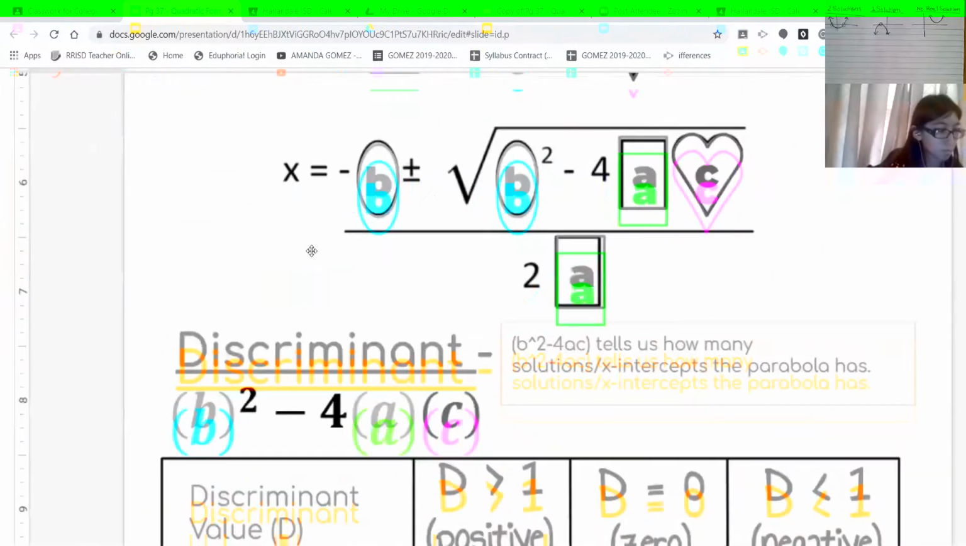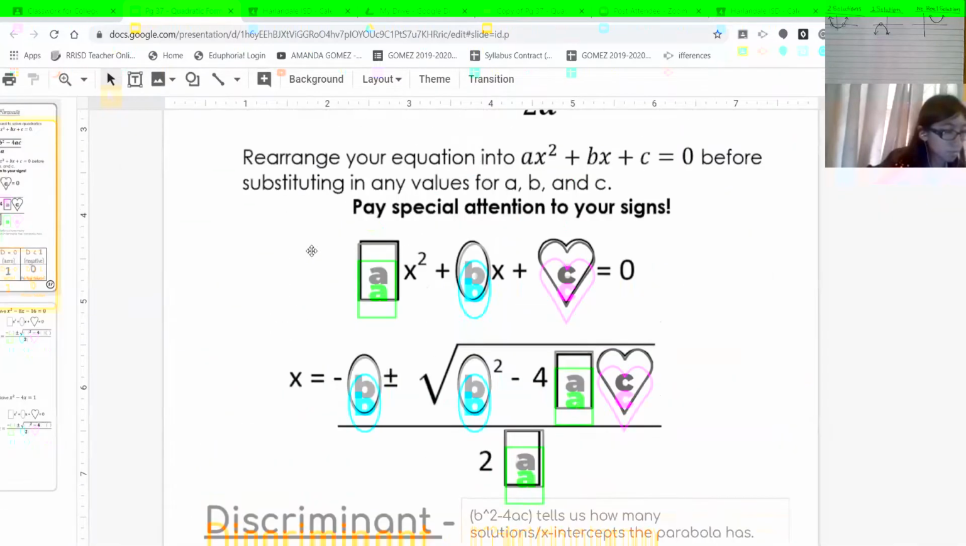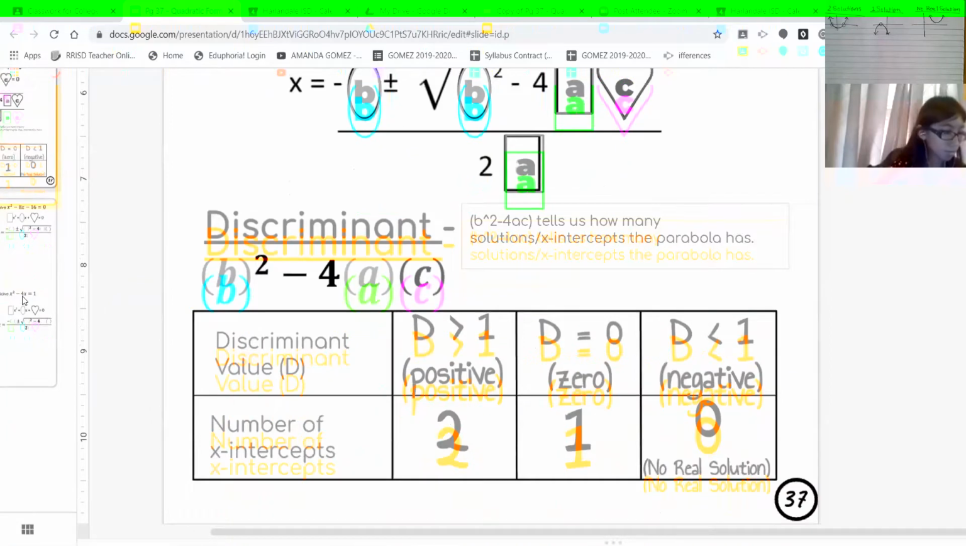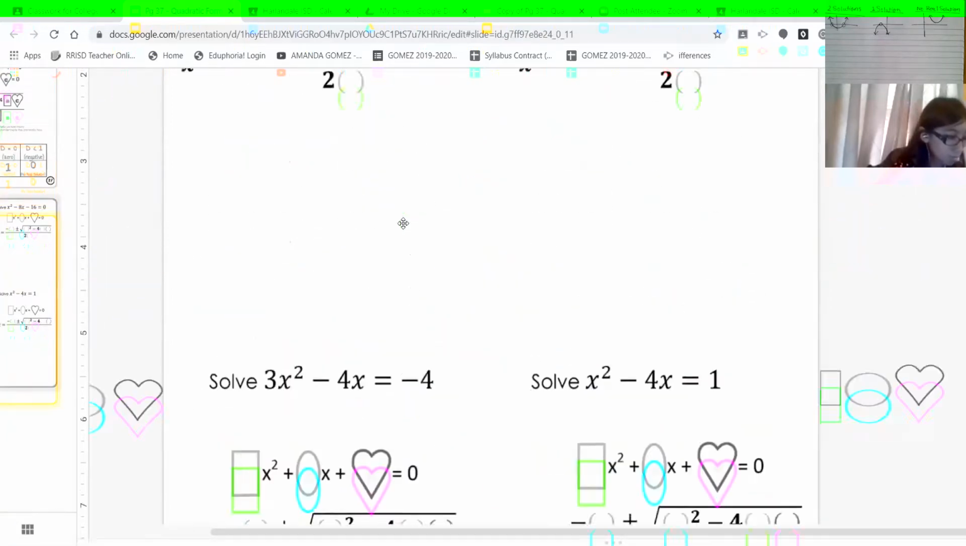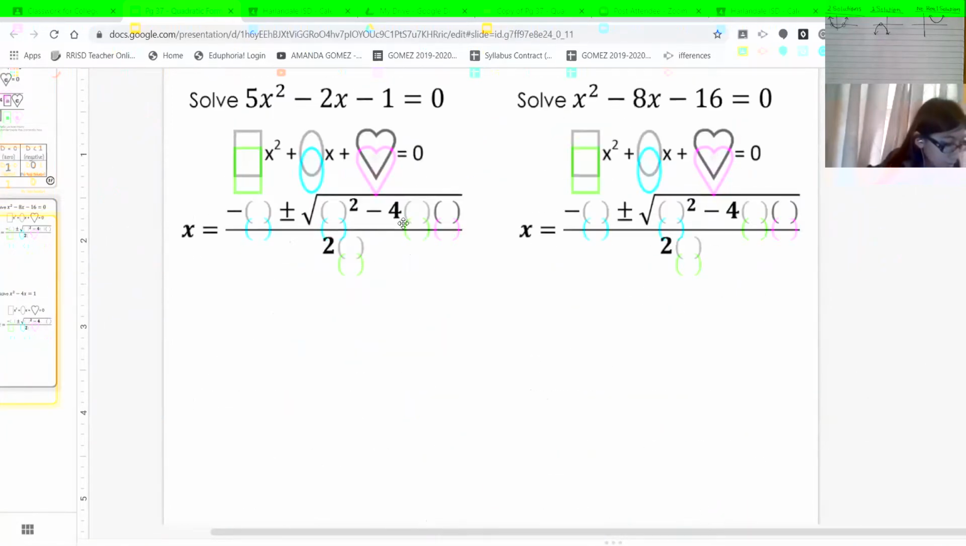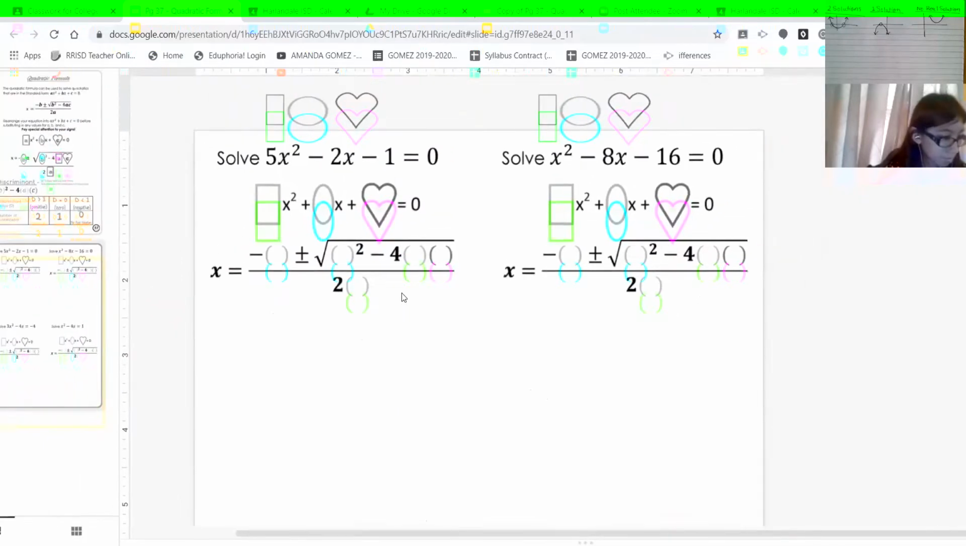First and foremost, let's see. Here we are. Okay. Our first problem, we have 5x squared minus 2x minus 1 equals 0. So, Cassie, what do you think I should put a green box around? Because that's my A value. The 5, where it has the 5x squared. Okay, perfect. I agree. Okay, so 5. Love it.